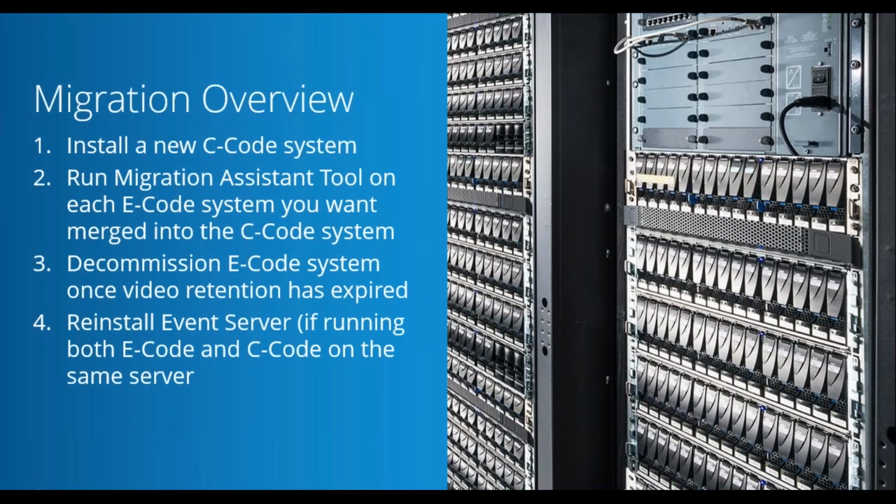As an overview goes, first thing we're going to do is install a new C-code system. And once we have that system up in place, we're going to run the migration assistant tool on each E-code system you want to merge into that C-code system. And that's important because in the old days with E-code, and some of you may still be in the old days if you're still running E-code, so sorry, forgive me for that.